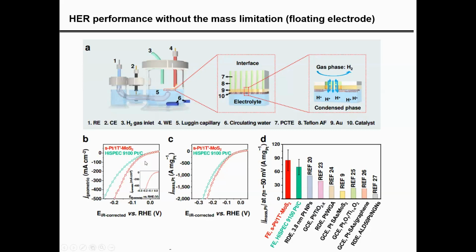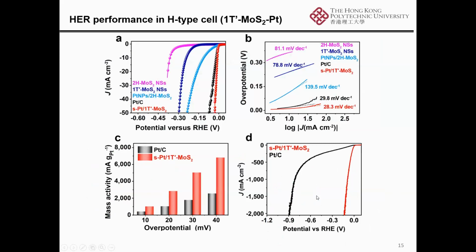So this is a very high current density. And also, as a comparison, our materials are better than other reported catalysts as well as the commercial platinum carbon catalyst. This is a lab-scale test because there's no mass limitation, but for a real case, we need to go into solutions.